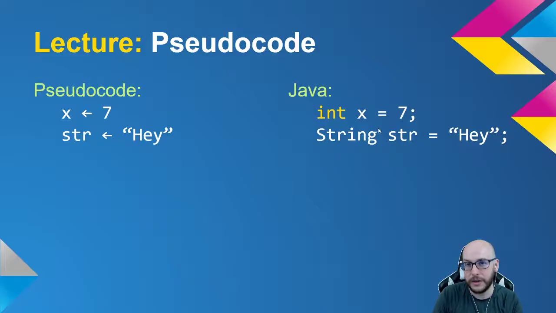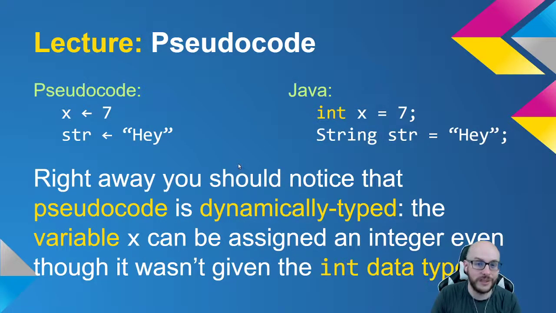Whereas with this, us being from the Western world, we kind of read this from left to right, but that's not the flow. That's not the direction in which things are being saved. Now, right away, you should notice that pseudocode is dynamically typed as opposed to statically typed. What do I mean? These variables over here, they don't have a data type. In Java, this is a statically typed language.